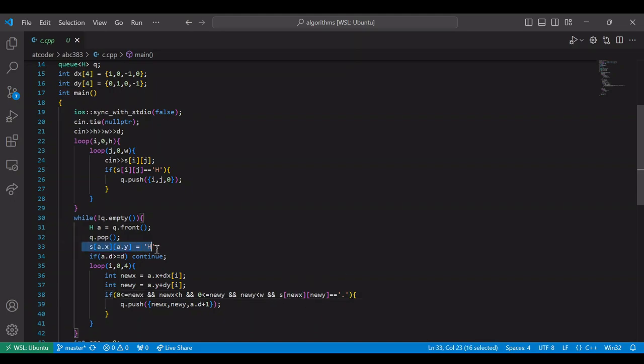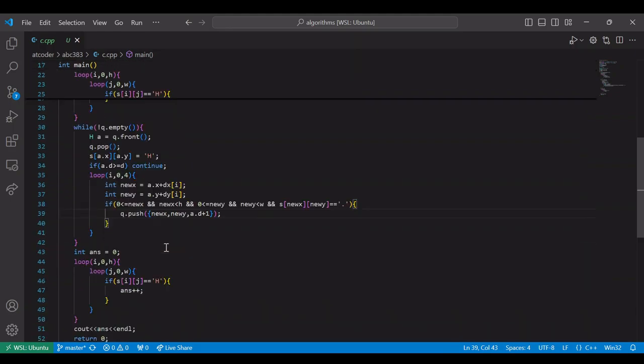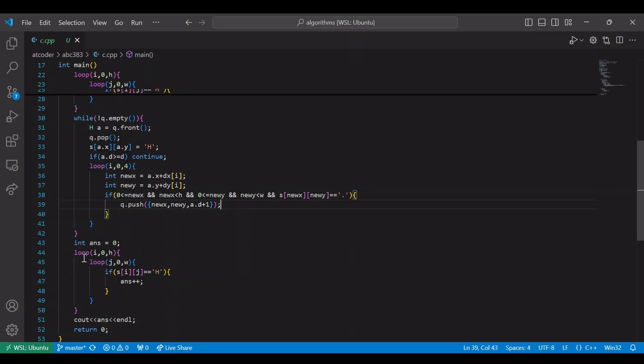And since we change the grid, once we visit a cell we change it to H, then by checking if the grid is still a dot, this ensures that the cell hasn't been visited multiple times. And if this is the case, we can push this cell into the queue. And afterwards, when all these cells have been updated, we can just loop through the entire grid and check if the current cell is equal to H. And if it is, then it means that it has been reached by a humidifier, and we can increment the answer.